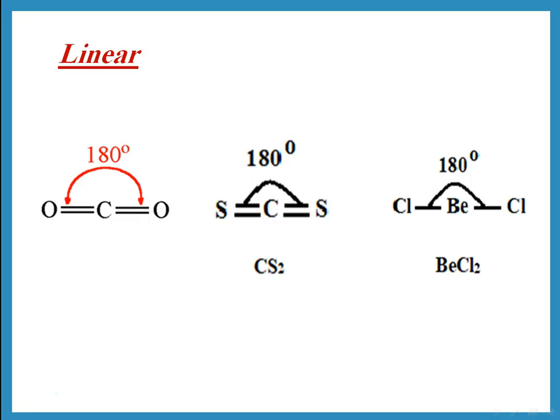Please notice the central atom, which is the carbon or the beryllium in this case, does not have any lone pair of electrons on it. So if we have 2 bonds or 2 double bonds, and there is no lone pair on the central atom, then the shape will be linear and the bond angle will be 180. Why? For minimum repulsion between the bonding pair of electrons. Do we understand that? Okay.